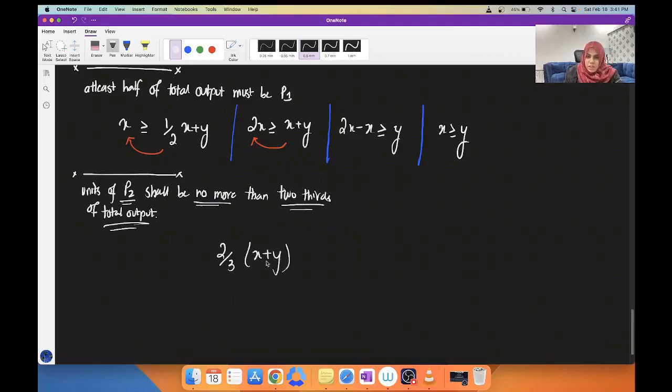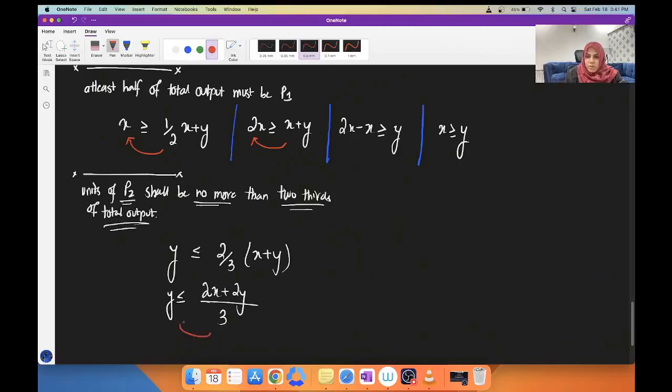Why am I writing this in bracket? Because 2/3 multiplies by x and multiplies by y. Okay, but it says shall be no more, which means it should be less than, the y should be less than. Now what happens? Y is less than or equal to 2x plus 2y over 3.